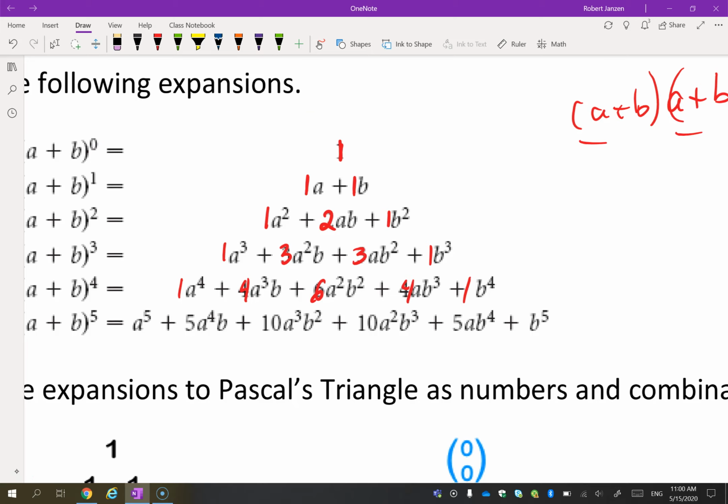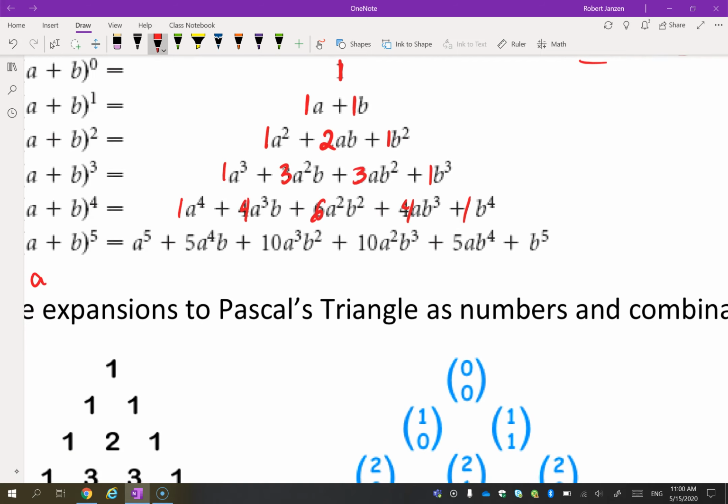So what do you think you would use when you have (a + b)^6? Well, this is 1, 2, 3, 4, 5, 6. It's the 7th row, but you don't even need to know that. You would go 6 choose 0 for the first one. 6 choose 1, 6 choose 2, etc. So that's kind of useful. We can figure out the coefficients.